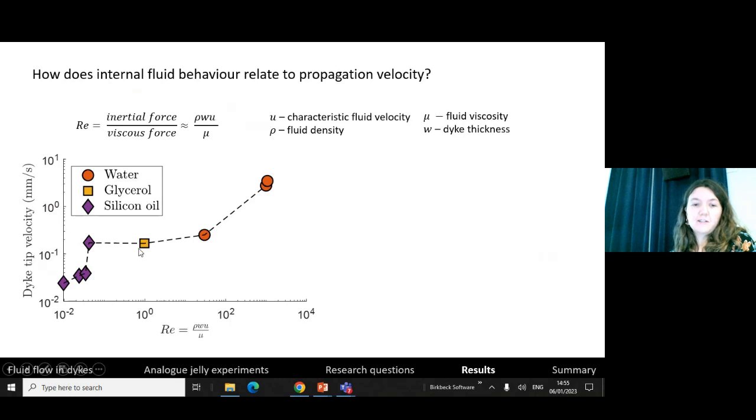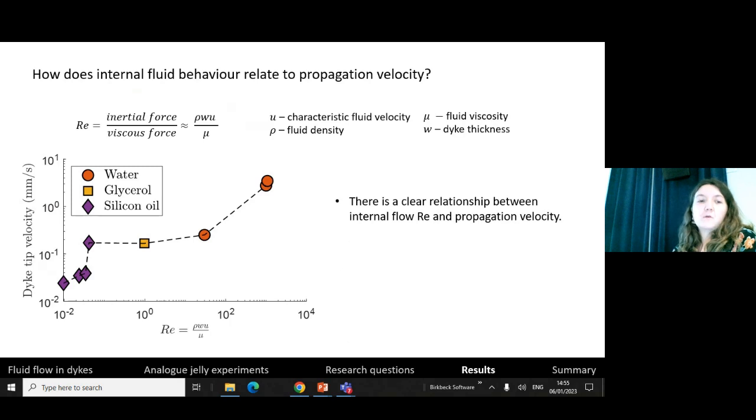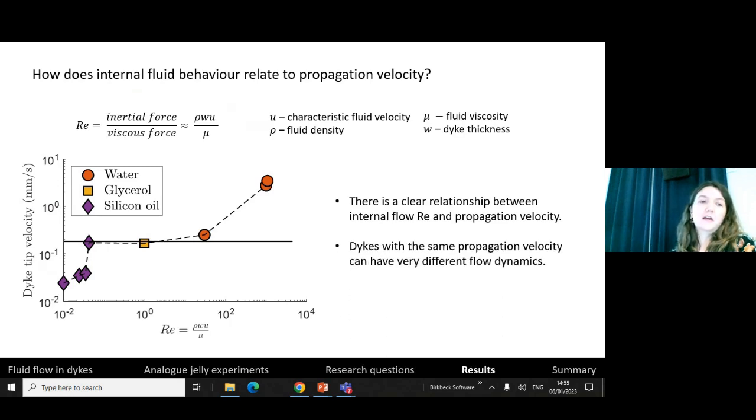You can see our range of Reynolds numbers on the x-axis, where our characteristic velocity we obtained from our quantitative PIV data. We can see that there is clearly a defined relationship between the internal Reynolds number and the dike tip velocity. But also there's quite a wide range of Reynolds numbers for around a constant dike tip velocity, which we thought was quite interesting, because there could be lots of different things happening inside, but the dike is moving at the same rate.